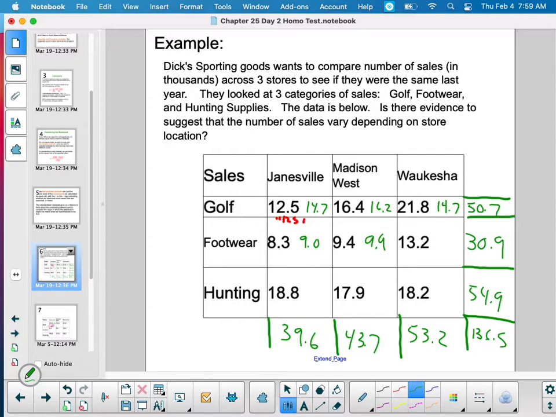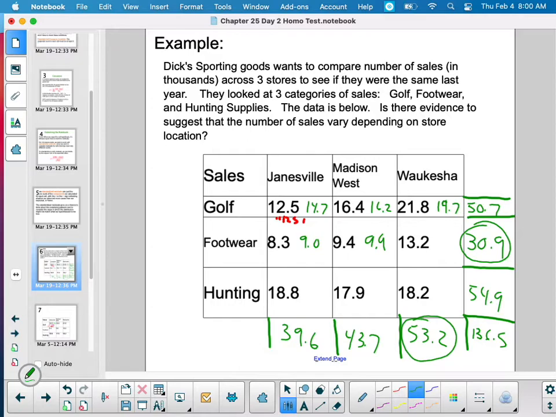I'm still kind of confused what we're doing with our calculator here. Okay, we're just calculating the expected value. So I'm going to find Waukesha Footwear, take my row total for that times my column total, or I just did those backwards, but that's okay. Row total times column total divided by grand total. I got 19.54. It seems high.